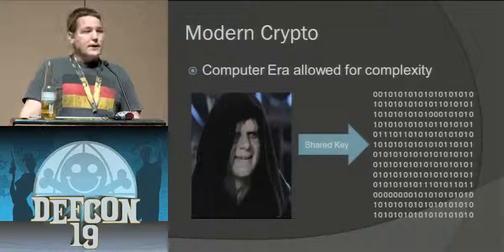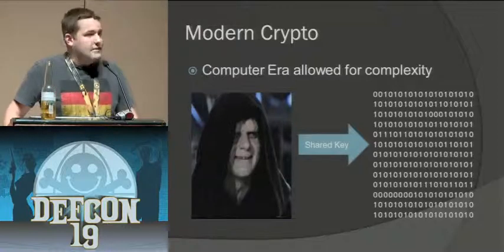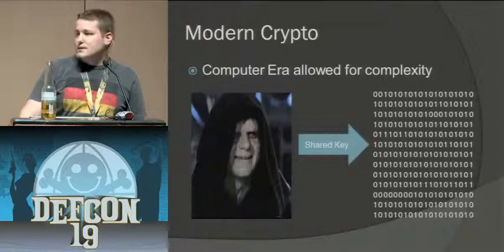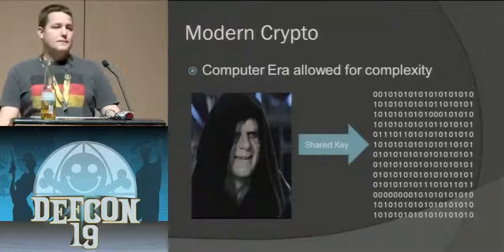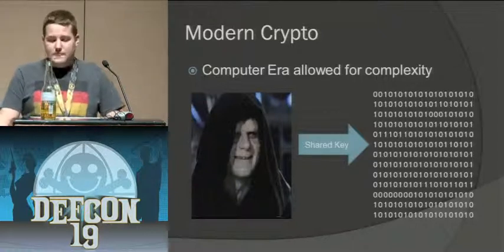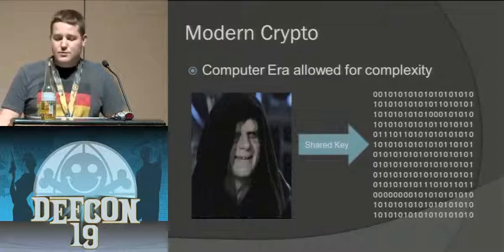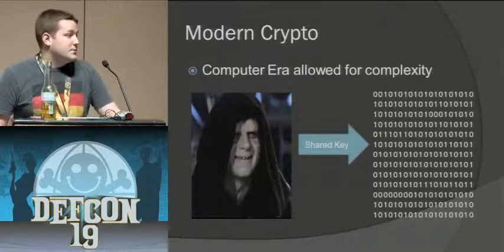So then the computer era allowed us to take data, represented as ones and zeros and things like that, and pass those through those equations that we alluded to earlier, and use a shared key to encrypt that data into unusable text for anybody.